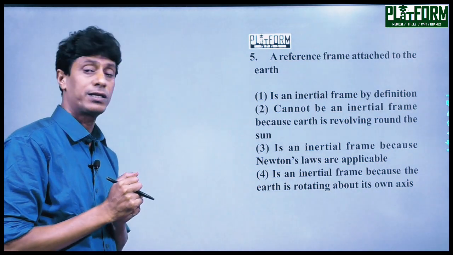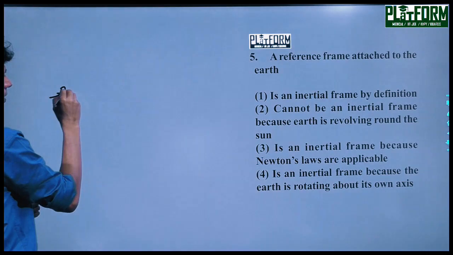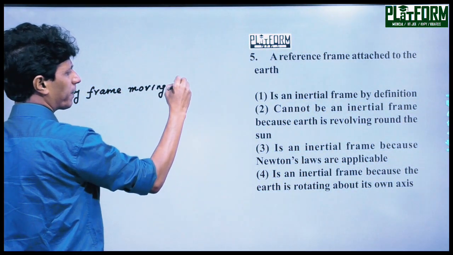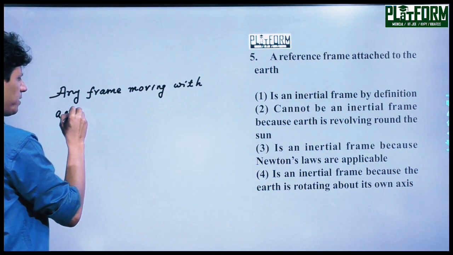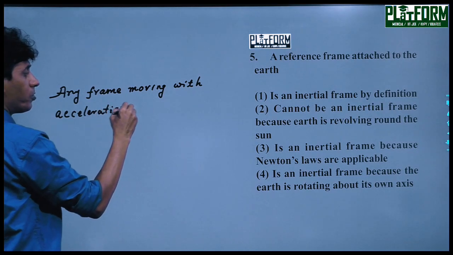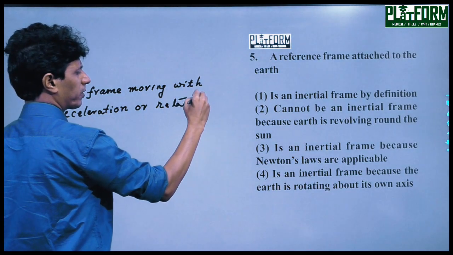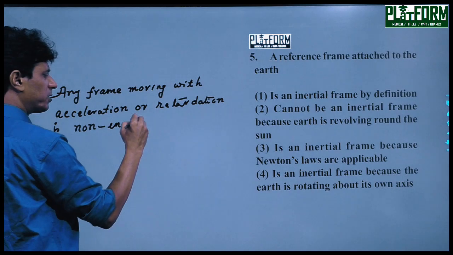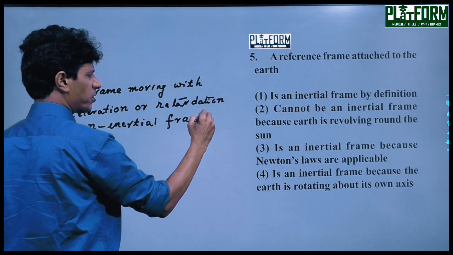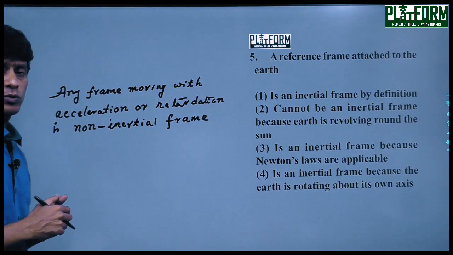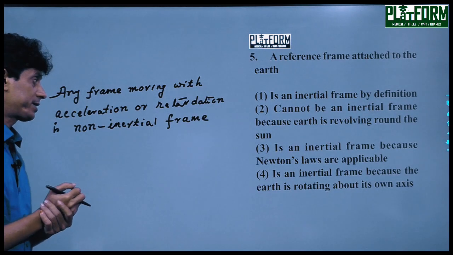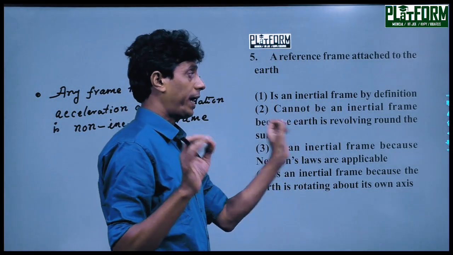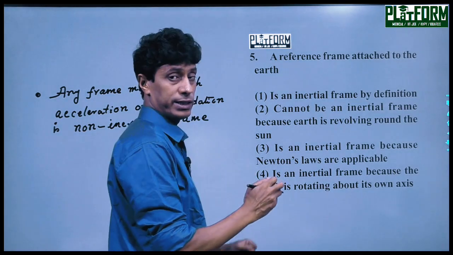Any frame moving with acceleration or retardation is a non-inertial frame. So a reference frame attached to the earth, which is also revolving around the sun with centripetal acceleration, is a non-inertial frame. So a reference frame attached to the earth cannot be an inertial frame because earth is revolving around the sun. So the right option here is 2.